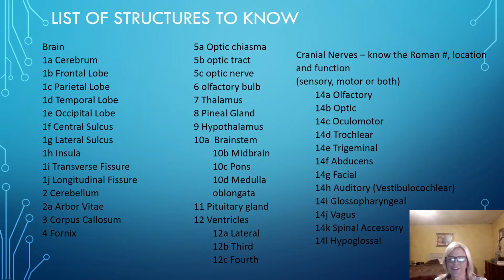So, since the brain is so important, we have lots of different structures here to know. We've got different lobes of the brain, how to describe different features, different particular glands, ventricles, and even the 12 cranial nerves, all right? So this is going to be a big portion here.